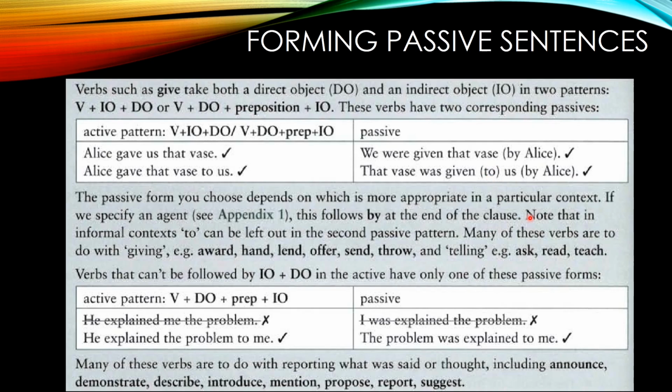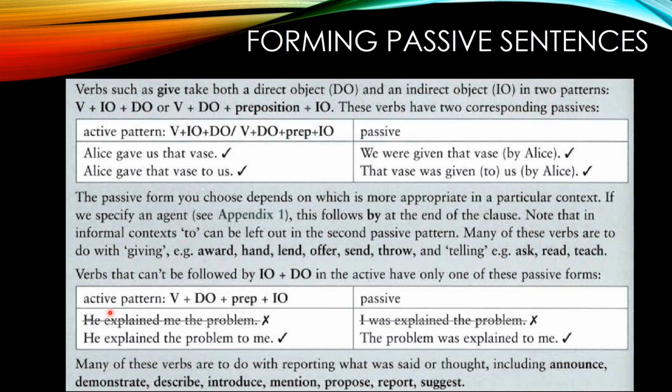Many of these verbs are to do with giving, so such words as give, award, hand, lend, offer, send, throw, and telling, ask, read, teach. There are also verbs that can't be followed by an indirect object plus direct object in the active, and so they have only one of these passive forms.